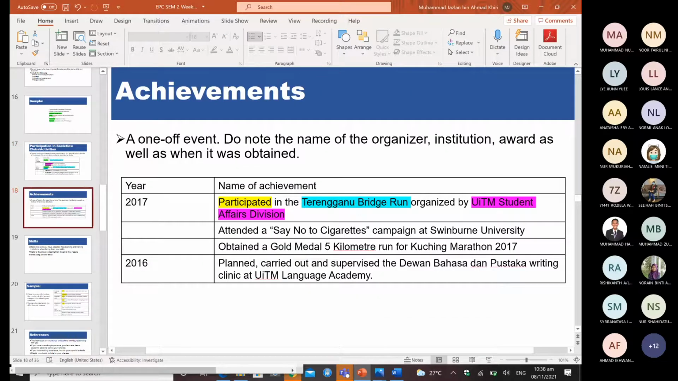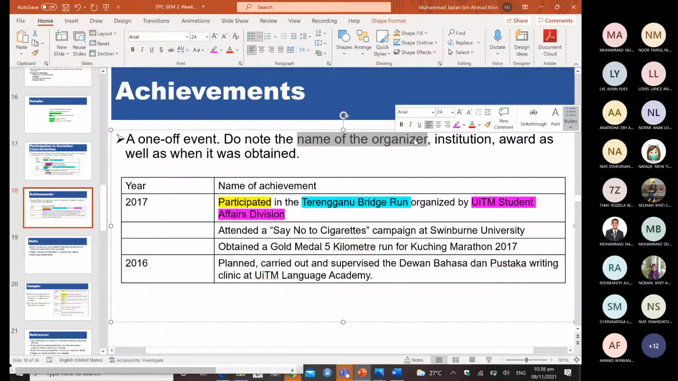Besides clubs and societies, you may need to include your achievement. Achievement may be like you obtained a gold medal, Dean's List, or any one-off event participation. In these cases, you have to include the name of the organizer, the institution, and also the name of the award.